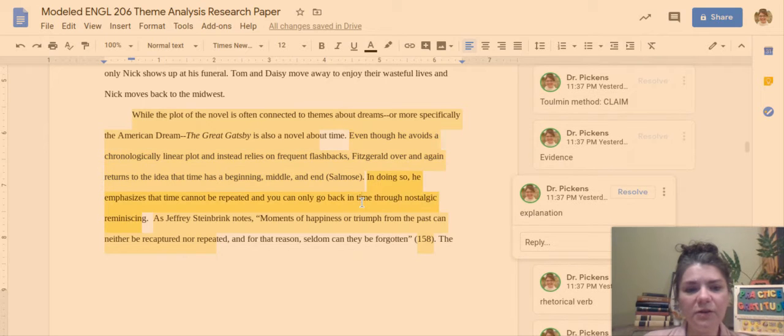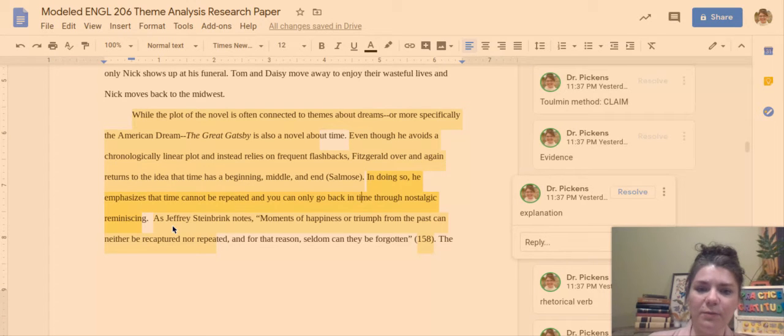"In doing so, he emphasizes that time cannot be repeated and you can only go back in time through nostalgic reminiscing." Okay, and notice here that I have a rhetorical verb here too. It's "Fitzgerald emphasizes." My analysis or my explanation here needs to really focus on what the author is doing with the text, what the author is doing to develop that theme. I should be talking about what Fitzgerald is doing. I shouldn't be talking about what the characters are doing here.